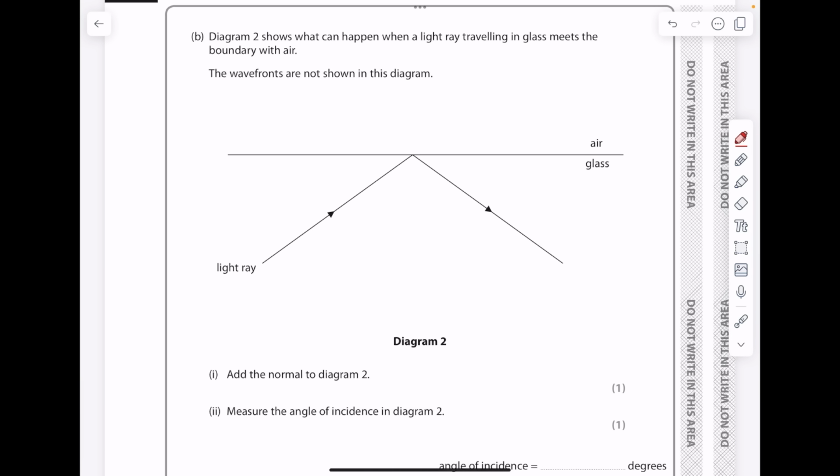Diagram 2 shows what can happen when a light ray travelling in glass meets the boundary with air. The wavefronts are not shown in this diagram. Add the normal to diagram 2. So that's a line drawn at 90 degrees to the boundary.